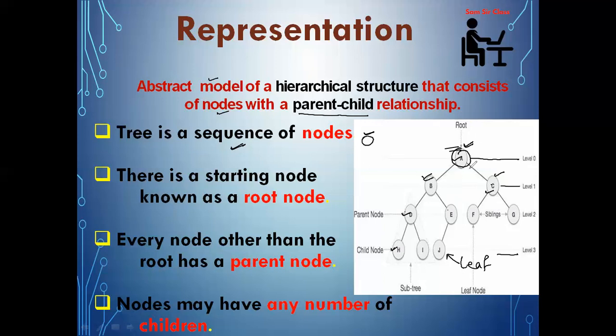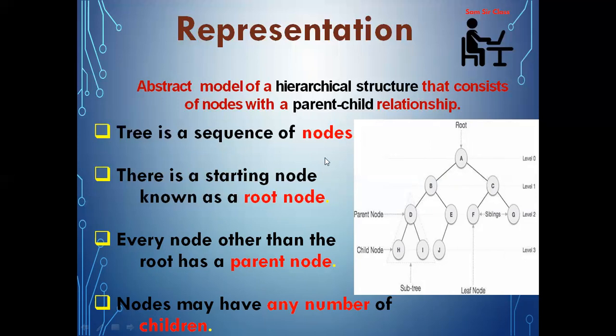Clear? Also, if you want, you can add some more children here without any problem, because there is no restriction on the number of children a node can have. So a node may have any number of children in a tree. So basically a tree is an abstract model, a non-linear data structure which follows a hierarchical structure where a parent-child relationship exists, and always the first node is considered as the root node.